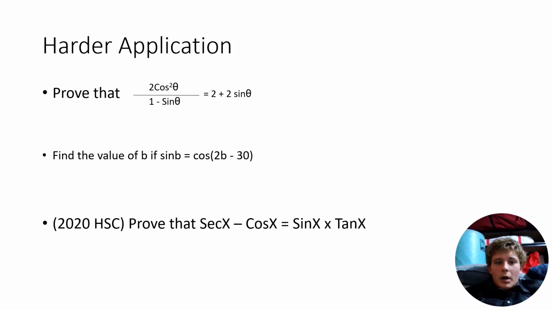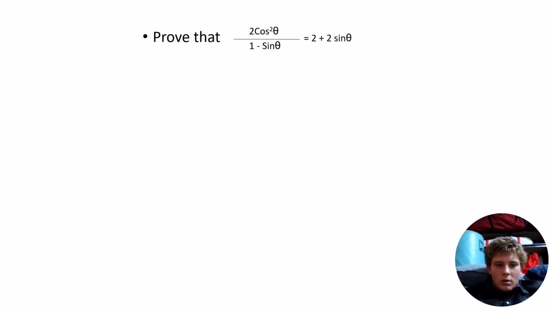Now we move on to some harder applications. You can read them here. I'll read them again when we get to the question, because I will go through them all. The first one: prove that 2 cos squared theta on 1 minus sine theta equals 2 plus 2 sine theta. So left-hand side, we will turn the cos squared into sine squared.